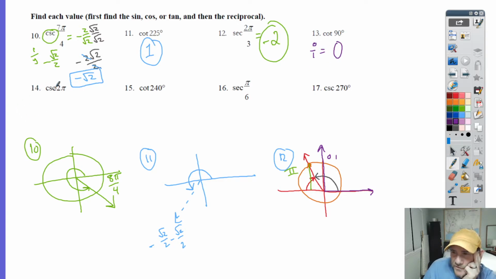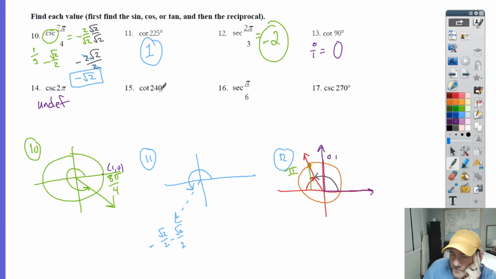All right, cosecant of 2 pi. 2 pi is right here, so that's the point 1, 0. Cosecant is the reciprocal of sine, the reciprocal of the y value. Well, 1 over 0, I'm pretty sure, is undefined.